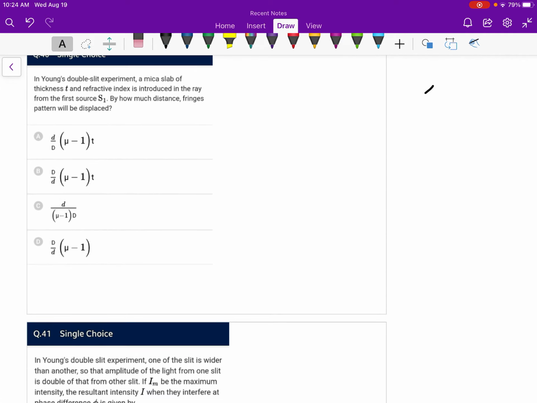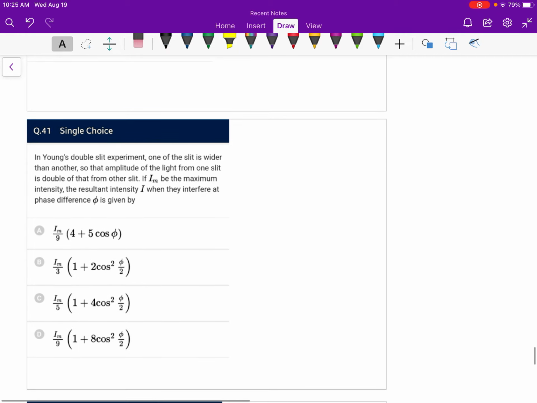Young's double slit, a mica slab of this, by how much distance will the fringe pattern be displaced? So this is a standard formula. The displacement in the fringe pattern delta y is (n minus 1) t capital D upon small d. So (mu minus 1) t capital D by small d. B is the correct option.